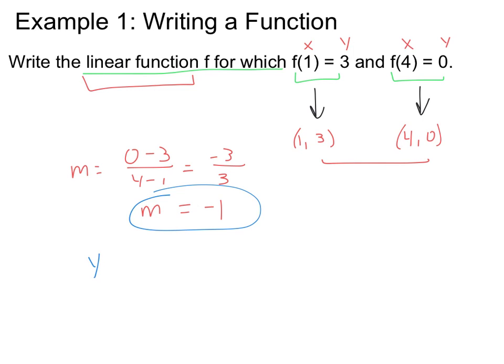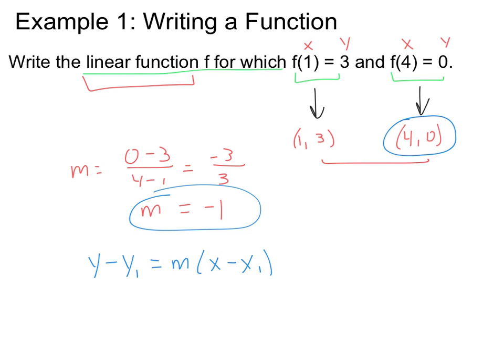So I'm going to do y minus y1 equals my slope times x minus x1. The beauty of this is now I can pick either of my points, and I'm going to go ahead and pick this one because it's got a 0 in it, and I think that's going to help me out in the long run. But if I pick the other one, it wouldn't matter. I'd get the same answer.